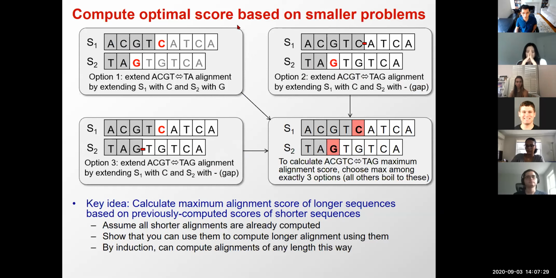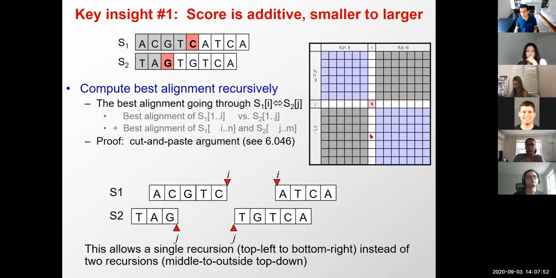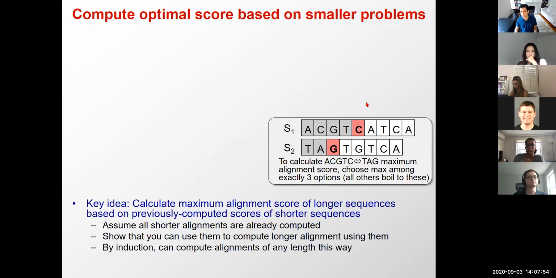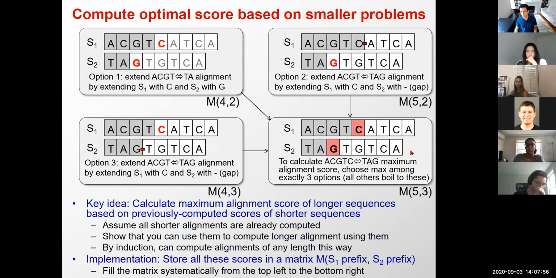To clarify, the score is a weighted edit distance between ACGT and TAG. So basically, it's the score of that pair, and the score of this pair, and the score of that pair. Every such sub-alignment I can just store in my matrix. So I've stored this one in position 5,3.